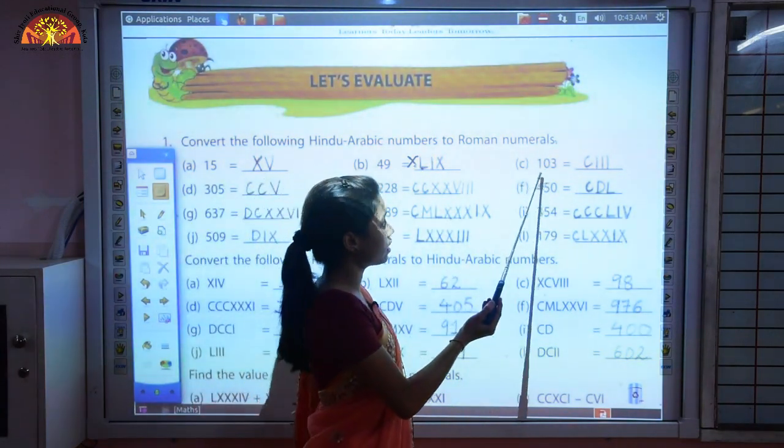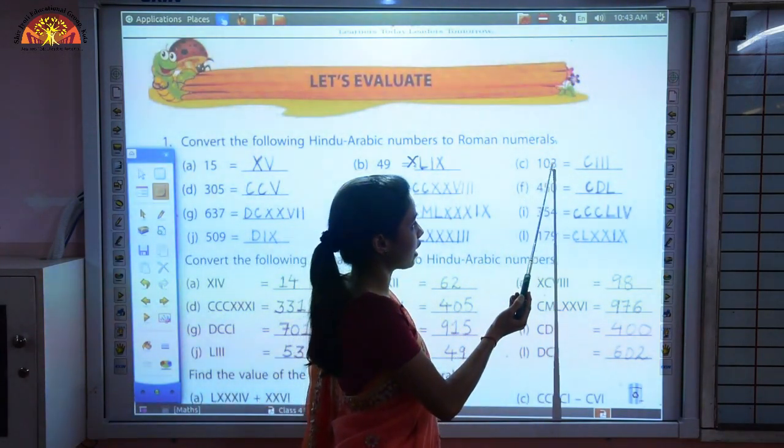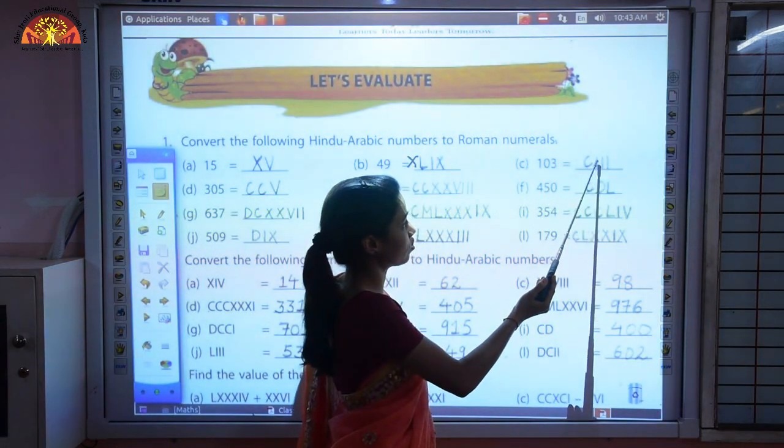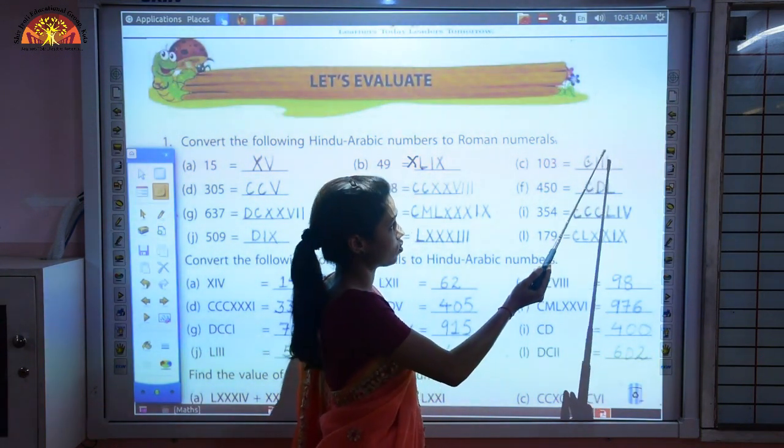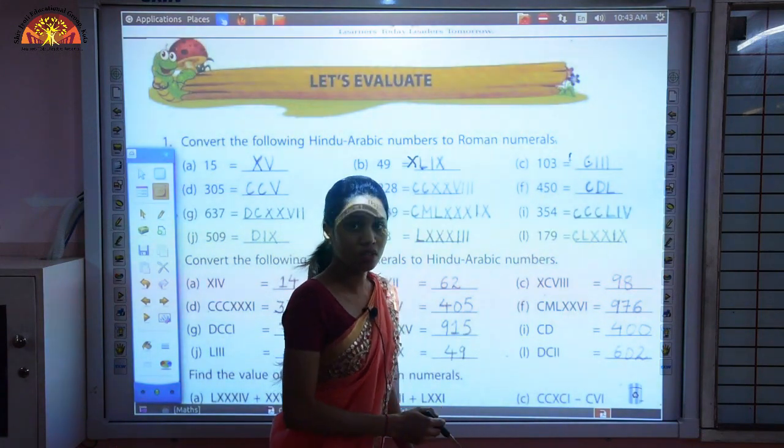To write 103 we will write 100 and then add 3 to it. So this will be 100 and then 3. CIII. So this is the Roman numeral for 103.